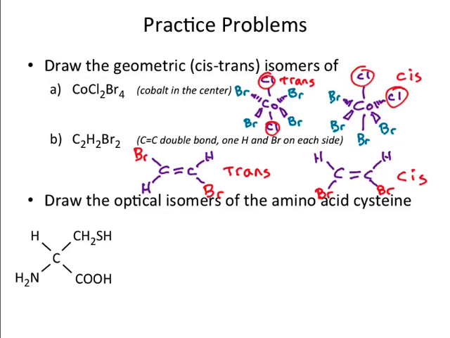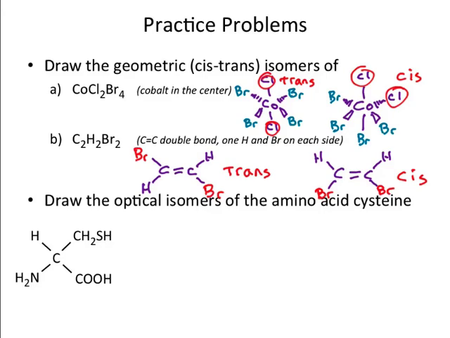Now this is only possible because the double bond doesn't rotate, and we'll talk about that later, because if this double bond rotated and you could spin the hydrogens and the bromines around, then this would be a moot point. But double bonds don't rotate, and so this works, and we'll talk about that part of it later.